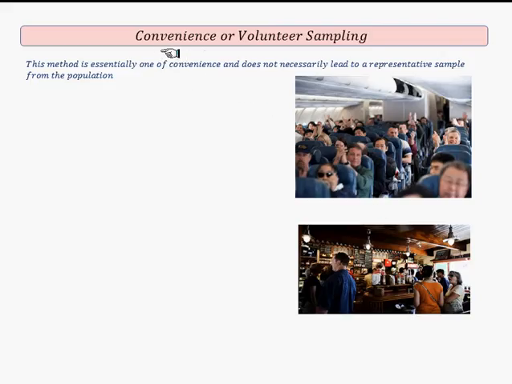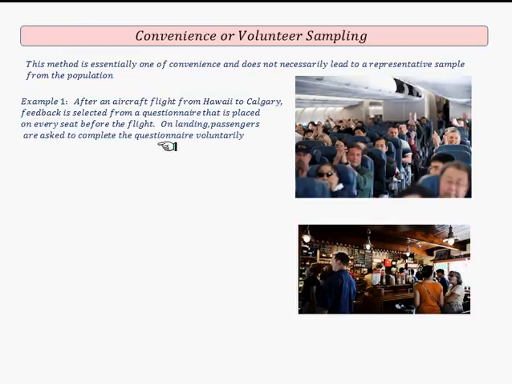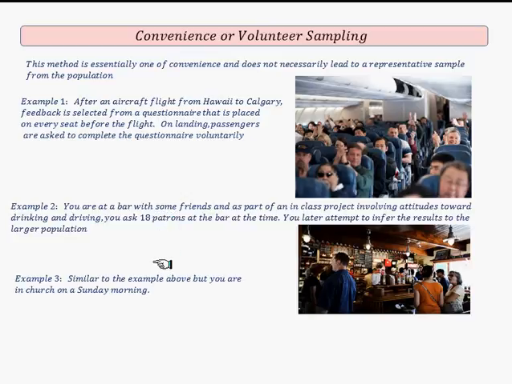Now the next is called convenience or volunteer sampling, and this is perhaps the worst possible scenario for a random sample. As a matter of fact, it's not random. It's done at one's convenience. Typically, after an aircraft flight, individuals are asked to fill out a questionnaire that's placed on their seat. And of course, one would fill this out if you have some sort of complaint, thereby creating quite a bias. Another example: if you go to a bar and ask some friends their attitude toward drinking, of course you're going to get a biased sample because of the idea of drinking at a bar and so on.